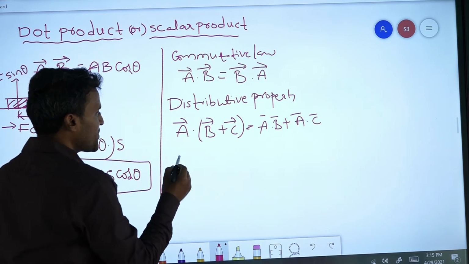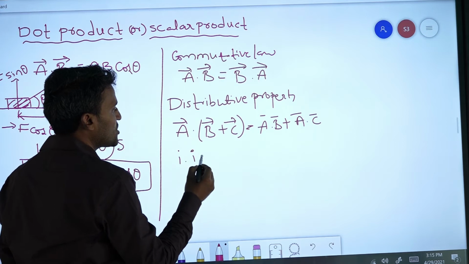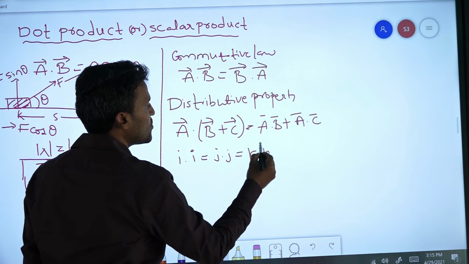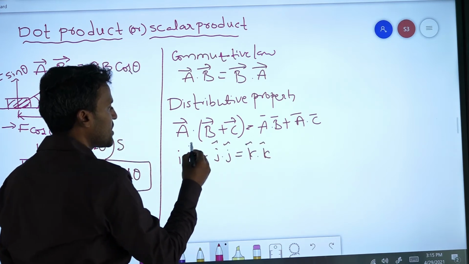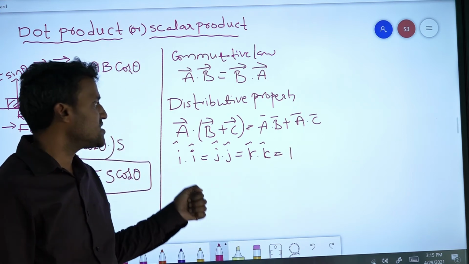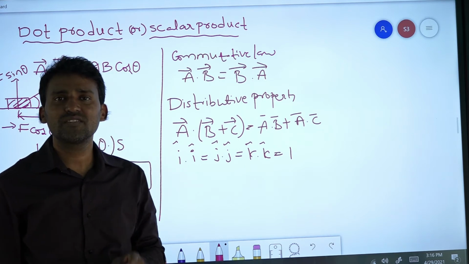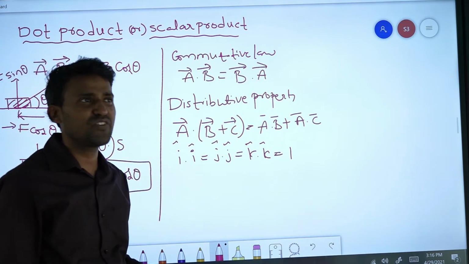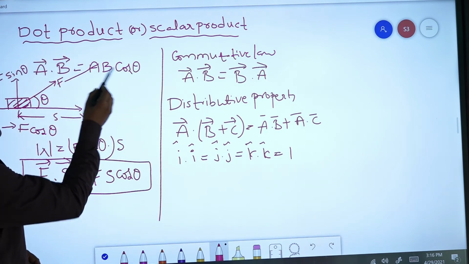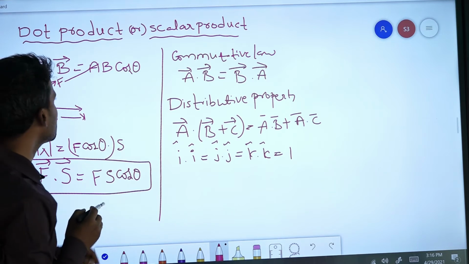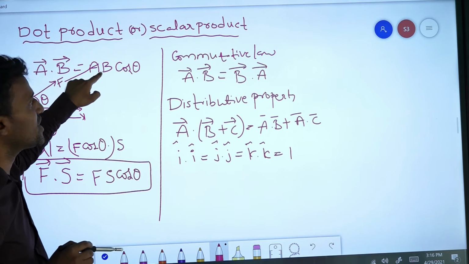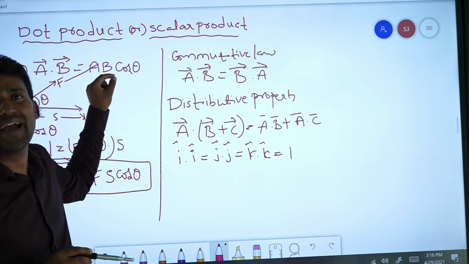Now, what is I dot I is equal to J dot J is equal to K dot K, that is K cap, J cap, I cap, is equal to 1. How are we writing it as 1? See, according to this, A dot B is equal to AB cos theta. Here A is a vector, B is a vector. Here A and B in the formula are scalar quantities. These are only magnitudes.